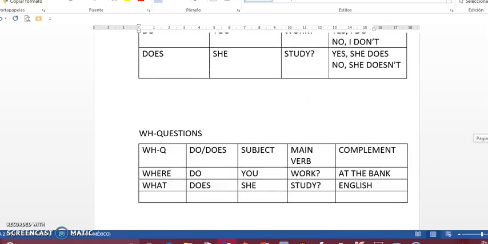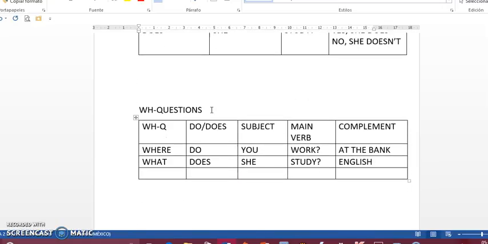In this part, we have the WH questions, the information question. Information because the answer, like this one, the answer is going to be an information. If I am using where, my answer is going to be about a place. Where? ¿Dónde? At the bank, en el banco. What? ¿Qué? English. Remember that when I use what, we are going to use something. What is going to ask questions about animals or things. And English is a thing, is a subject.